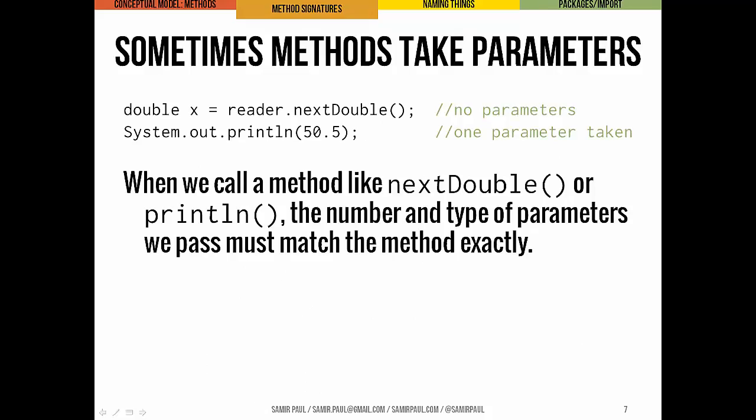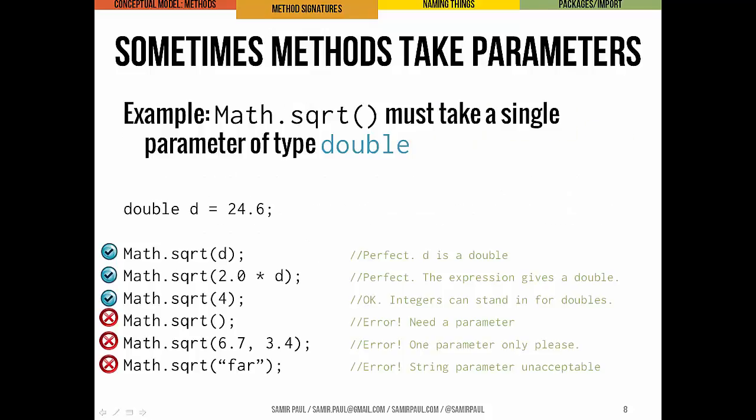Sometimes methods take parameters, not always though. So example here, just like we saw before, the nextDouble method takes no parameters. System.out.println here takes one parameter, 50.5. So when we call a method like these, the number and the type of parameters that we pass in matters. It has to match the definition of the method exactly.